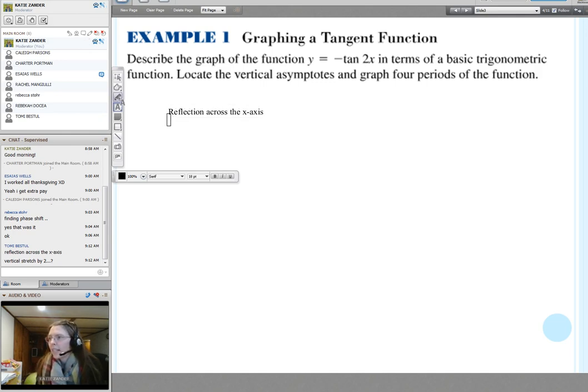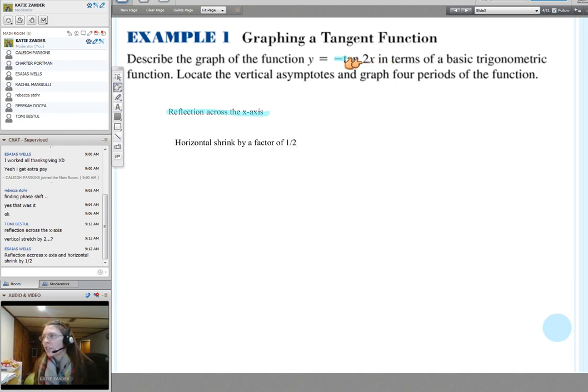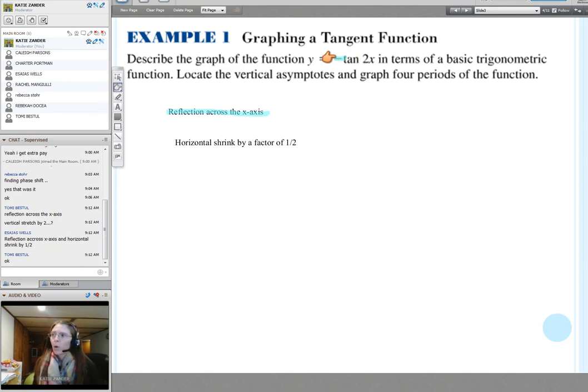So the negative sign in tangent is that reflection across the x-axis. Careful, it's not a vertical stretch. It is a horizontal shrink, yes. Now notice that, I'm going to finish writing what Isaias had there. Notice that it's inside the tangent here. If it was a vertical, it would have been outside by the negative sign. So the outside part by the negative sign is your vertical stretch or shrink. If it's inside attached to the x, that's your horizontal stretch or shrink.